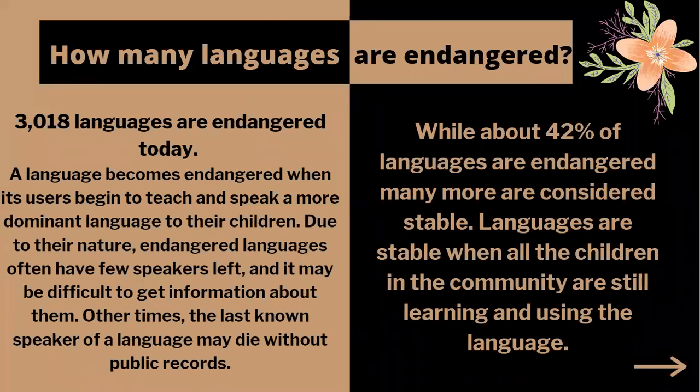How many languages are endangered? Firstly, an endangered language is a language that's at risk of disappearing. 3,018 languages are endangered today, and this is because people teach their children other dominant languages. This reduces the number of speakers of this language until the last speaker dies without any record preserving his language from its death. So, to sum up, language loss occurs when the language has no more native speakers and becomes a dead language.